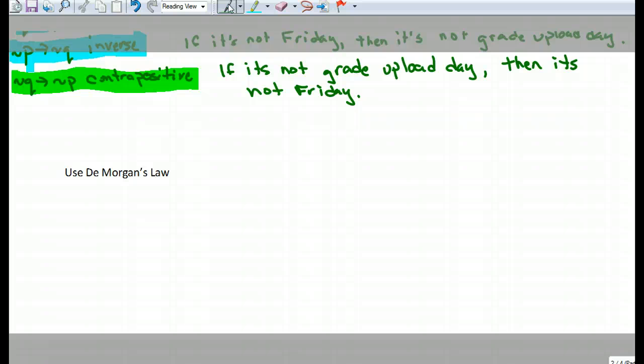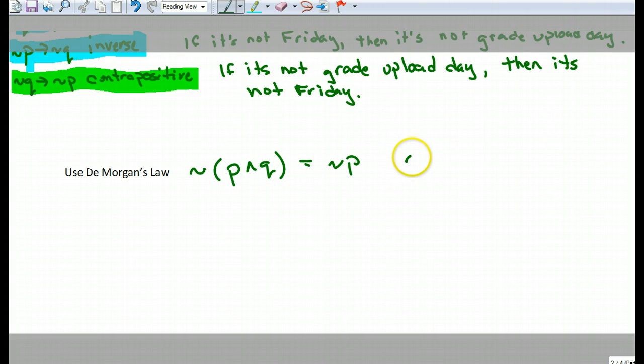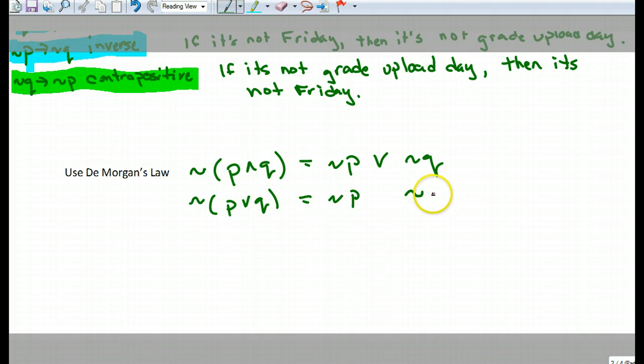Okay, so De Morgan's law is like this. It's when you're negating a compound statement. So if I'm negating a P and Q, basically you're going to distribute that negative to both P and Q, but that and becomes an or. It flips it. And then the same thing can be said about if I have P or Q, I would still negate both, but then I'd flip it the other way.